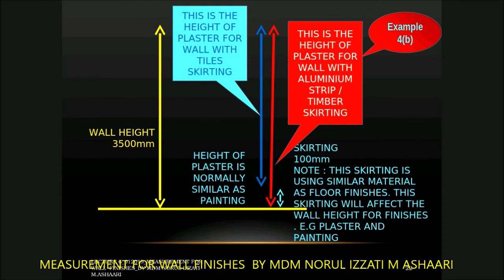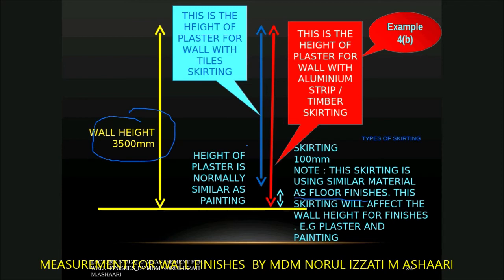Okay, what if you have skirting? Okay, if you look at this, the wall height is given at 3,500. Now the skirting is in similar material as the floor finishes. So what you need to do first, you have to identify the types of skirting. If the skirting is made from timber, that is not required. Sorry, I put here. If it is made from timber, the height is until floor.